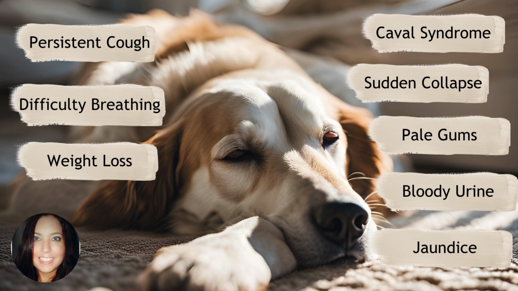In severe cases, life-threatening conditions called caval syndrome can occur, causing sudden collapse, pale gums, bloody urine, and jaundice. Since these signs can be associated with other conditions, it is important to consult a veterinarian for proper diagnosis and treatment if you notice any of these in your dog.